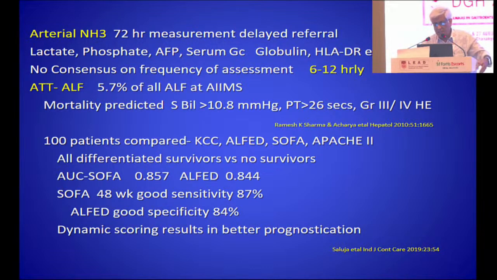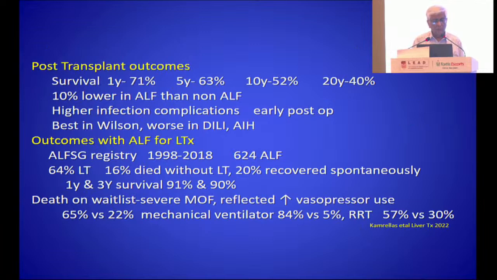But I'll take you to the study from ILBS, where in 100 patients of acute liver failure, in the 4 criteria of King's College, ALFED, SOFA, and Apache, they found that they all differentiated well between survivors and non-survivors, but found SOFA to be excellent with good sensitivity of 87% at 48 hours, and ALFED had a good specificity of 84%. So they suggested that dynamic scoring results in better prognostication, and SOFA and ALFED in combination may be the best.